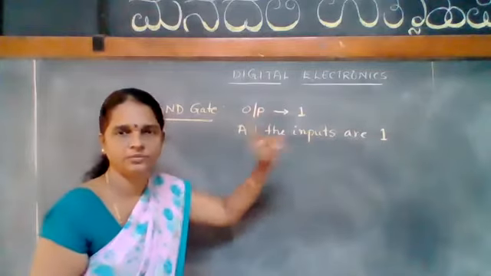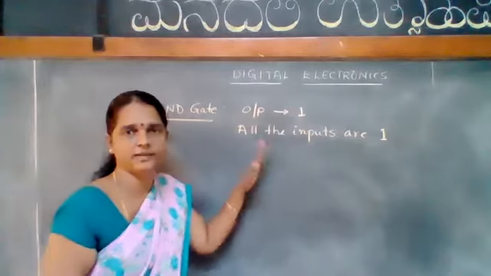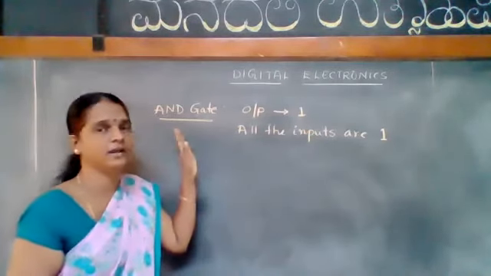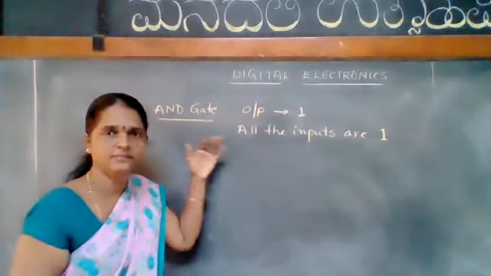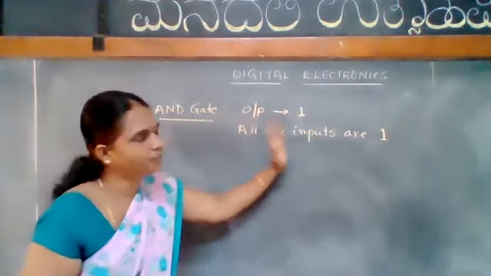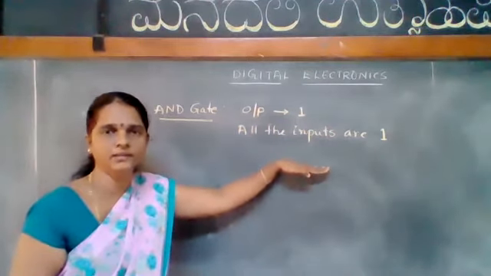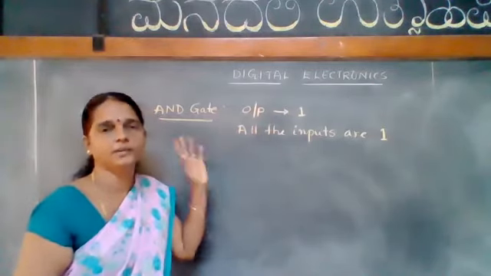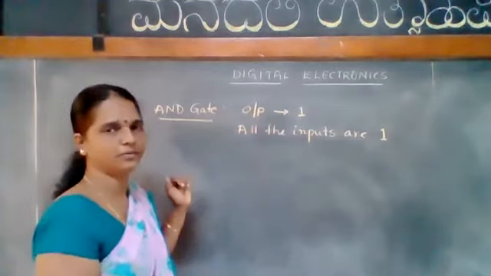So two things you have to remember here. All the inputs, we are saying all the inputs, that indicates that this gate has more than one input, and the output goes high only when all the inputs are high. That indicates that in the other conditions, the output remains low, or output is equal to 0. Let us see how this works.